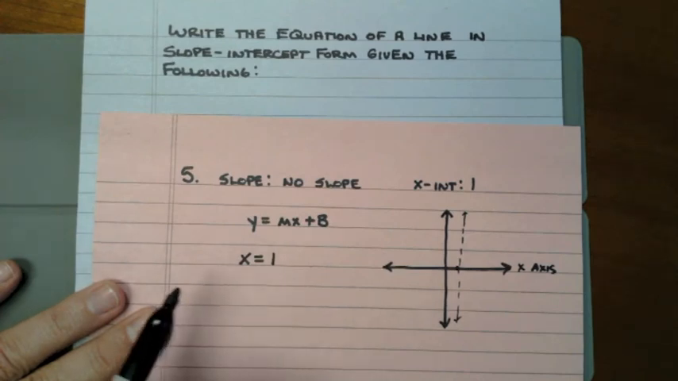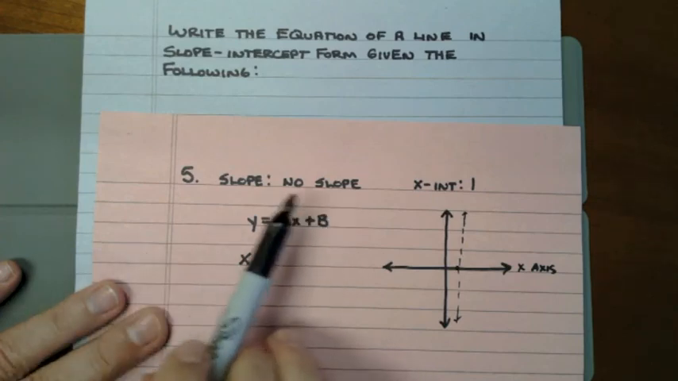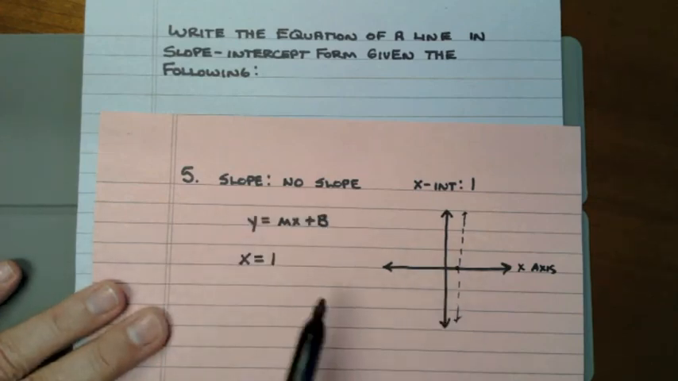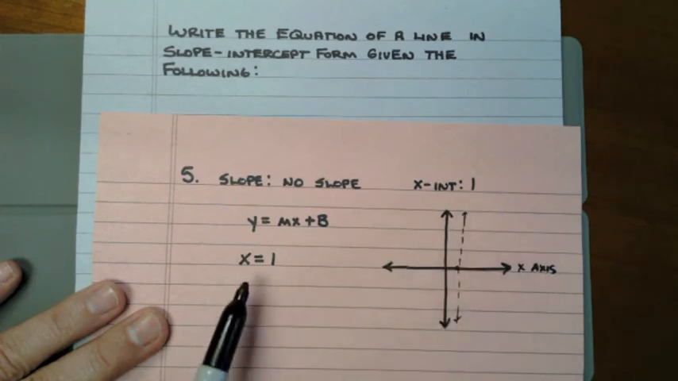So ones with a 0 slope and ones with no slope are a little bit more difficult, especially this one because there's no formula that you're going to use. This picture is just my thought process of how I figured out what this equation is going to be.